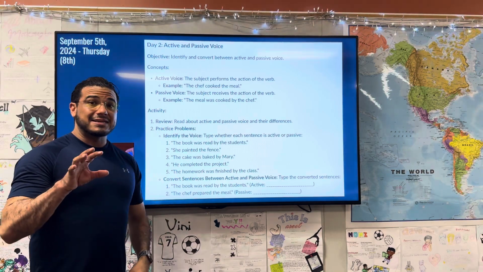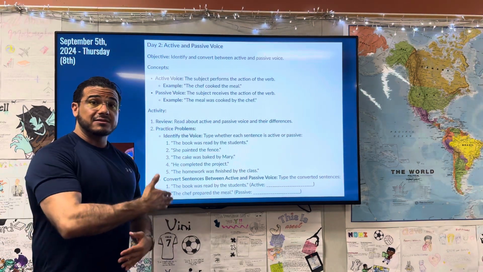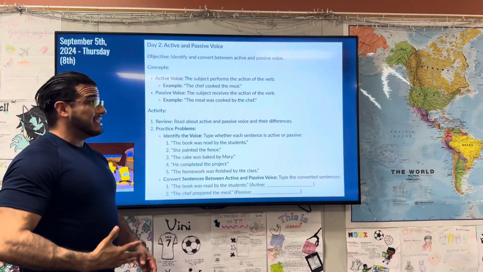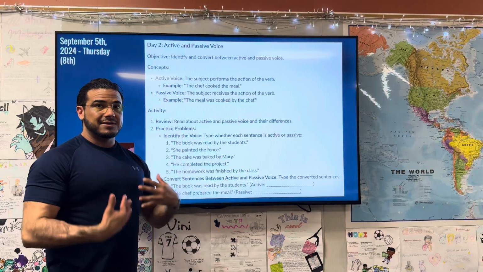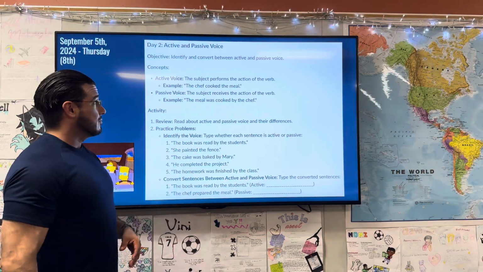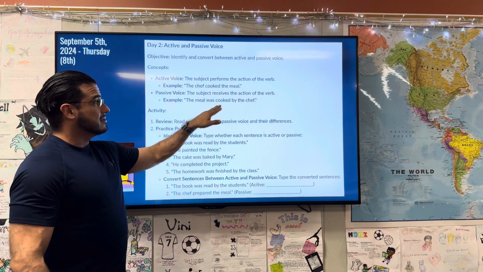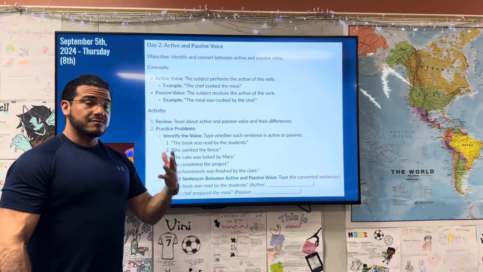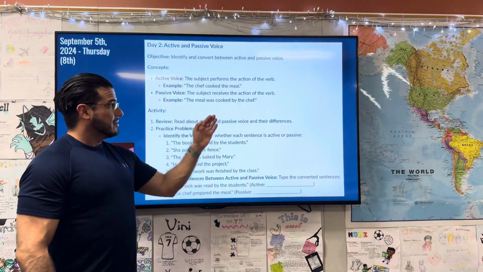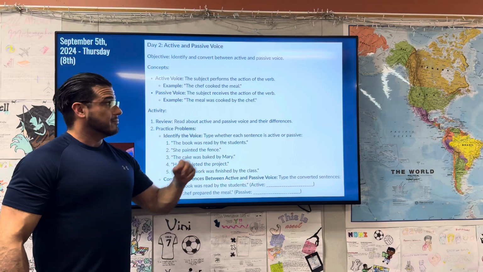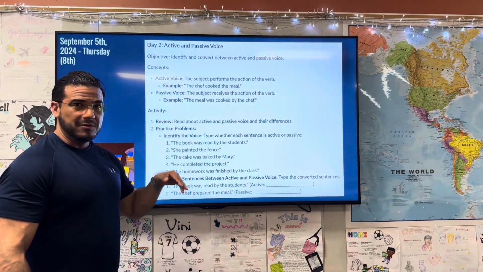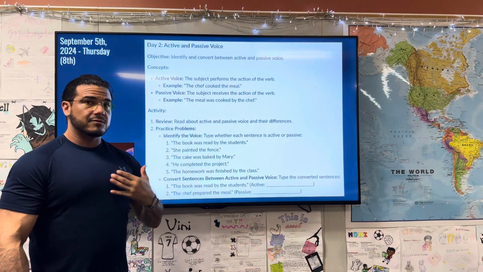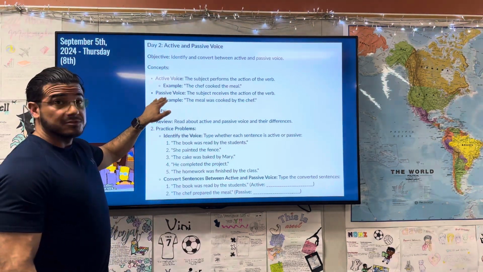However, if I were to take that same sentence, or rather a sentence that communicates a very similar point, and rewrite it in its passive form, I would instead see that the subject is now on the receiving end of that action. So as an example, we have the meal was cooked by the chef. Here, our subject is the meal. What's our verb? It was cooked. By whom? The chef. Logically, we know that the chef is the one who actually cooked the meal. However, given the construction of this sentence, we can see that the chef instead is the receiver of the action. Therefore, once more, it is passive.